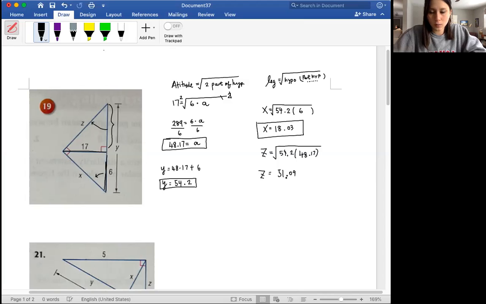51.09-ish, or 51.1. So if you want to round your final answer, my suggestion for you is when you're working the problems out, round it to the nearest hundredth, and then when you write your final answer, round it to the nearest tenth. So this would just be 18.0. This would be 51.1, 54.2 here, and then 48.2. That's good enough. Okay, so that's how you do 19.